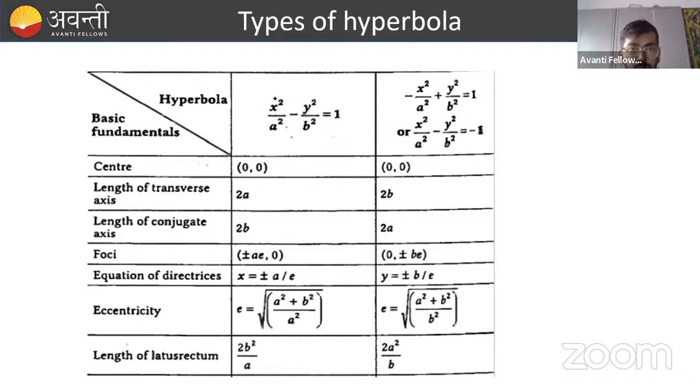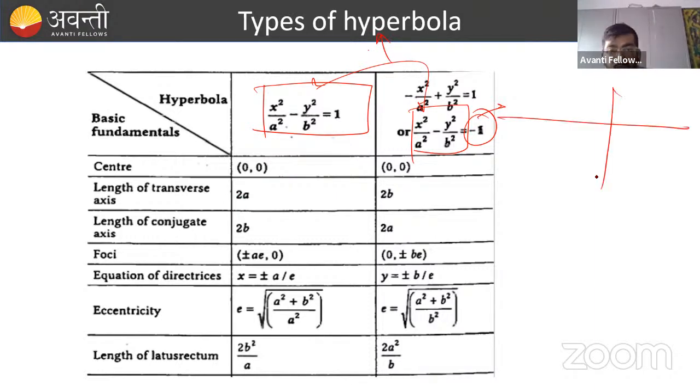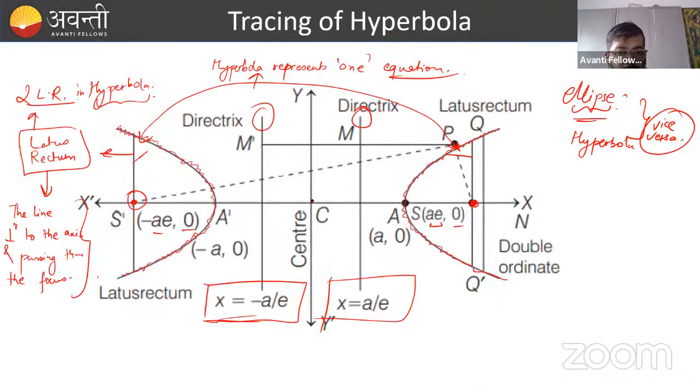So the equation of hyperbola is represented by x square by a square minus y square by b square equals to 1, or x square by a square minus y square by b square equals to minus 1. Both these equations represent our hyperbola. Now for the hyperbola, consider the hyperbola that was shown in the previous diagram. So this is the center, right? This center is the point of coincidence of x-axis and y-axis.